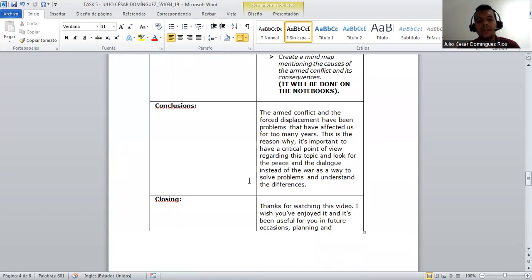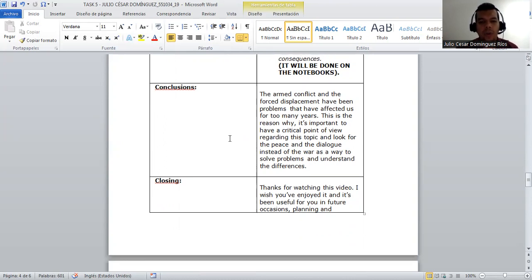As a conclusion, the armed conflict in Colombia and the forced displacement have been problems that have affected us for too many years. And this is the reason why it's important to have a critical point of view regarding this topic and look for peace and dialogue instead of war as a way to solve problems and understand the differences.